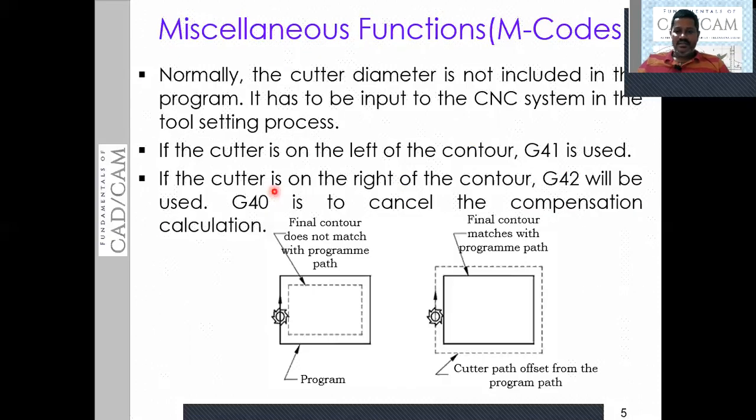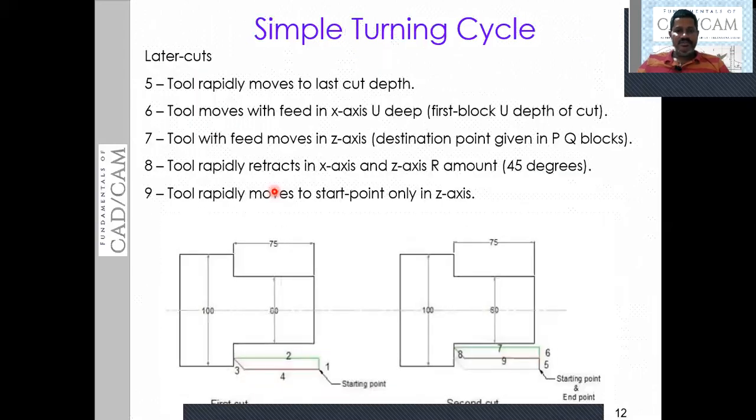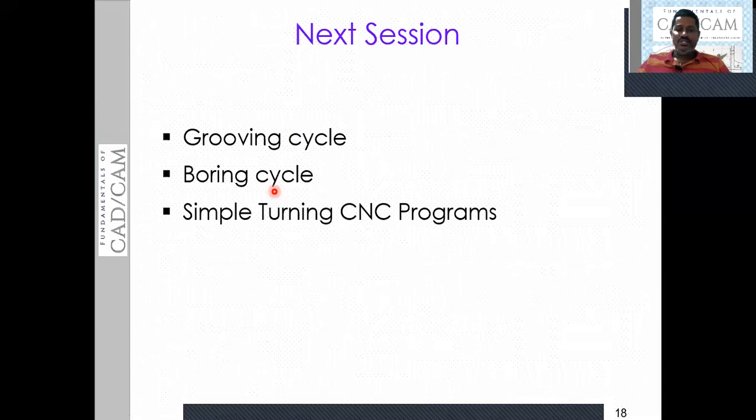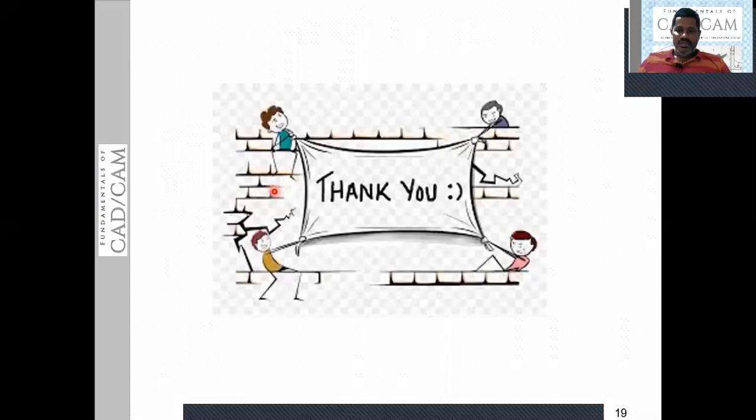In the next session, we will discuss a few more cycles, the boring cycle and the grooving cycle. Then we will move further to see sample codes for simple turning operations. We will see how to write a simple turning program to reduce the diameter from so and so diameter to so and so diameter. So thank you one and all for this session.